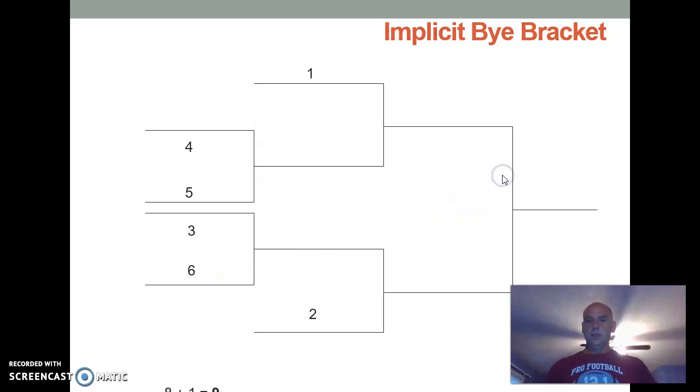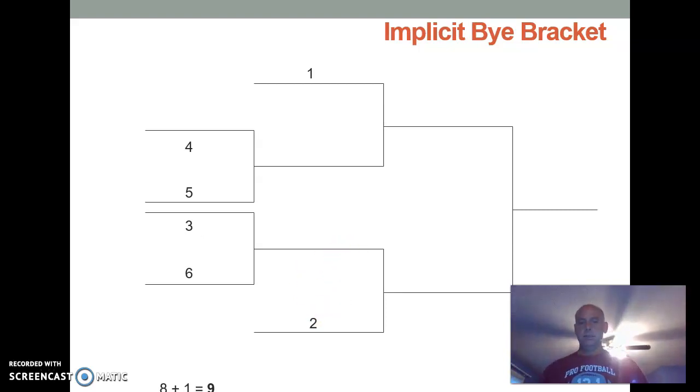This is implicit. Again, not a big deal, but just different ways to draw your brackets. This one, instead of writing out that they have a bye, we just move them on to that second round. Implicit. It's assumed that you know what happened. It's a bye.